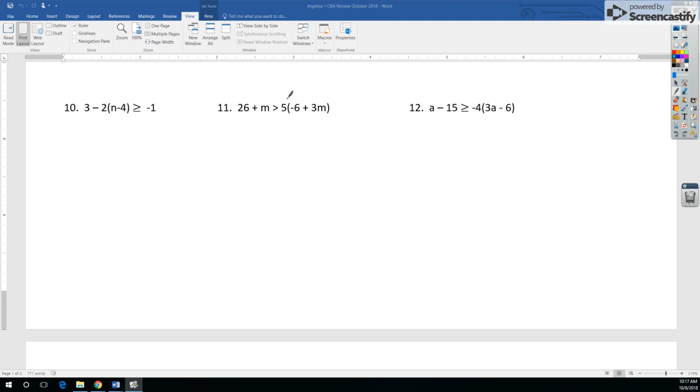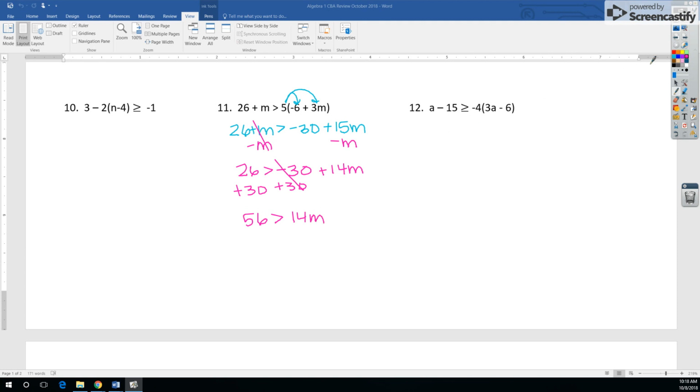Okay. Distributive property again. 26 plus m is greater than negative 30 plus 15m. Variables on both sides. What do you want to do? Let's subtract m. It's going to leave my m on the right side, but that's okay. We can practice that. 15m minus m is 14m. We'll add 30. So that's 56 is greater than 14m.